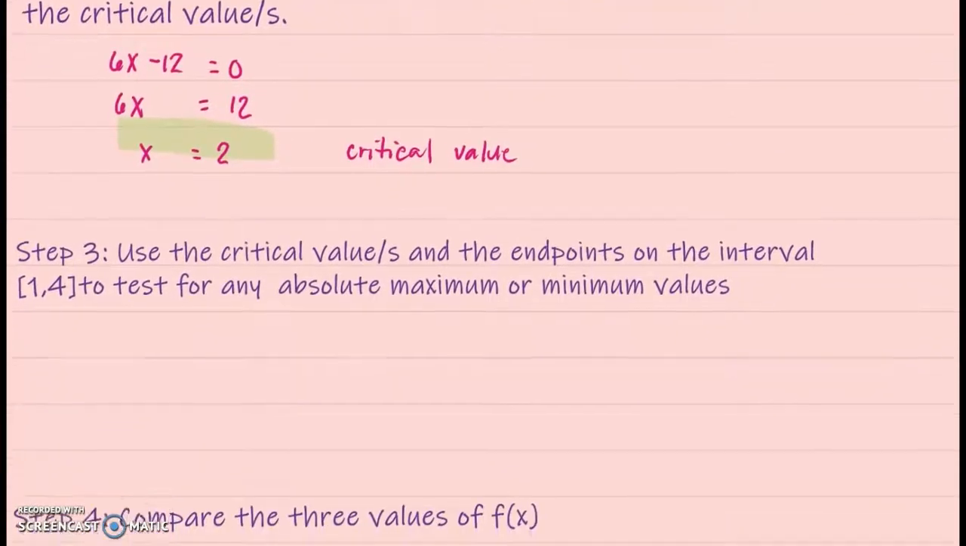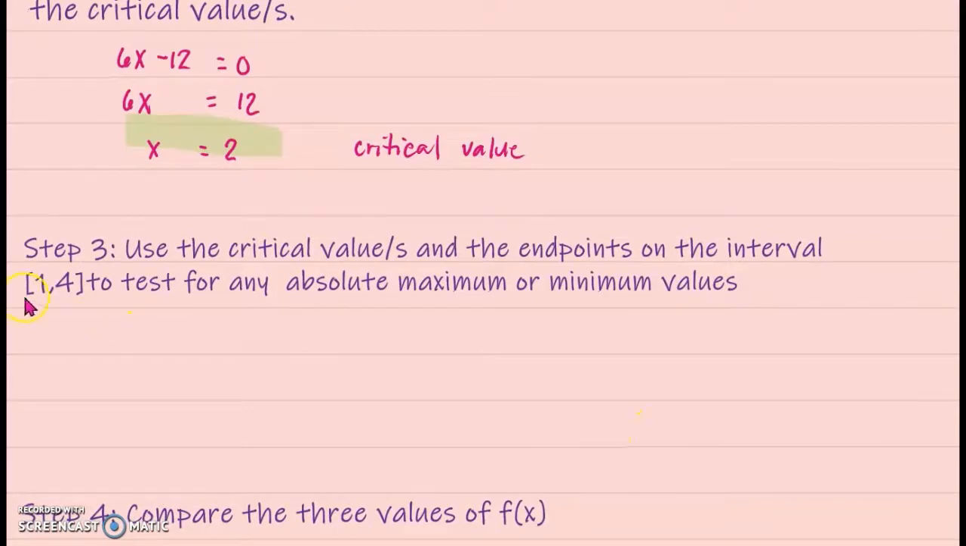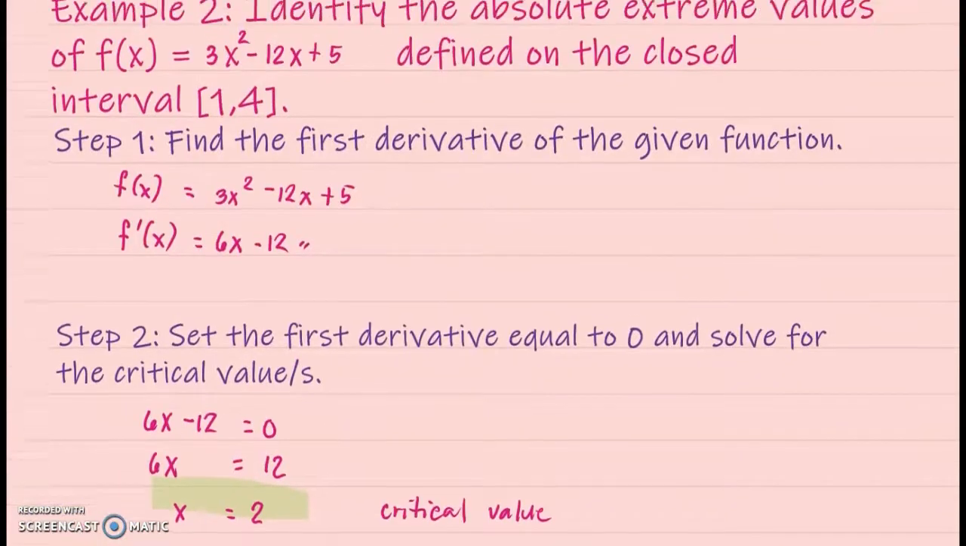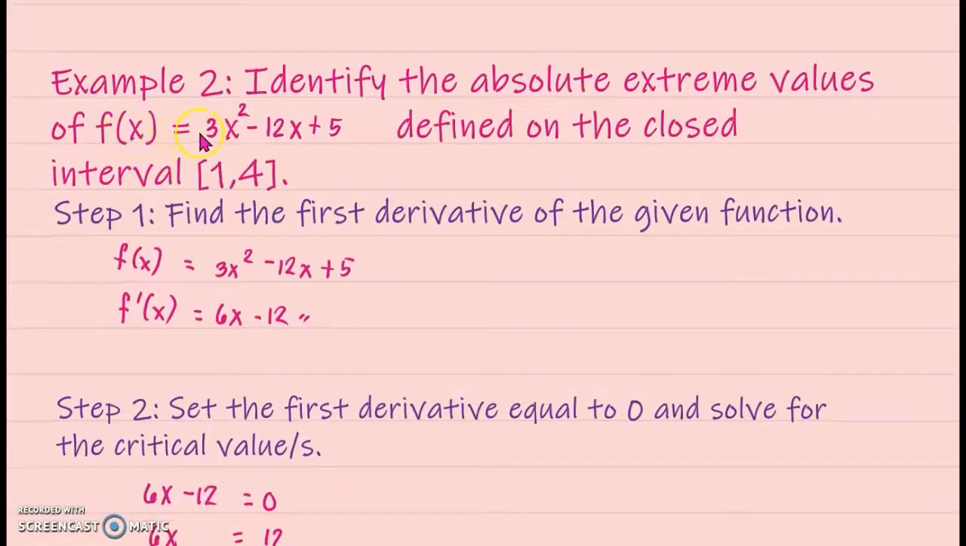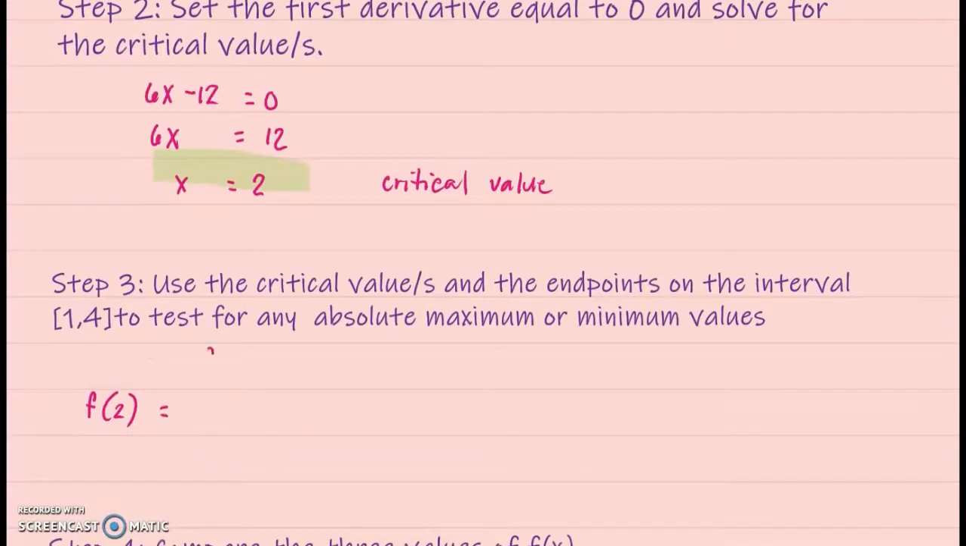Step 3, use the critical value and the endpoints on the interval 1 to 4 to test for any absolute maximum or minimum values. So let's start first with x equals 2, so we will have f of 2. But let's go back to our given function first. Our given function is f of x equals 3x squared minus 12x plus 5. So let's write that so we'll not be confused.